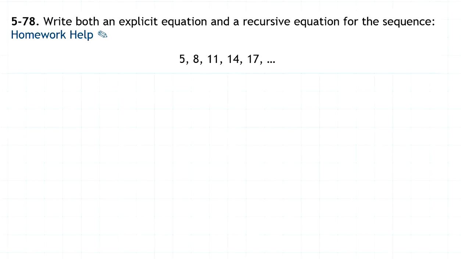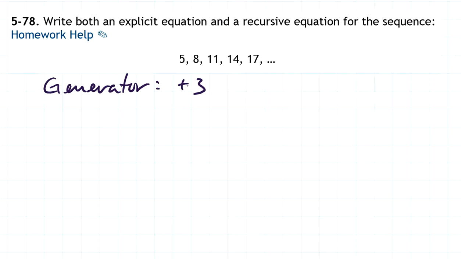Please write both an explicit equation and a recursive equation for the sequence given here. So one of the things I notice is that this particular sequence is arithmetic. First term is 5, I jump to 8, jump to 11. So each time I'm adding 3. So we call that our generator, right? Generator. Each time we're adding 3 to get to subsequent terms.